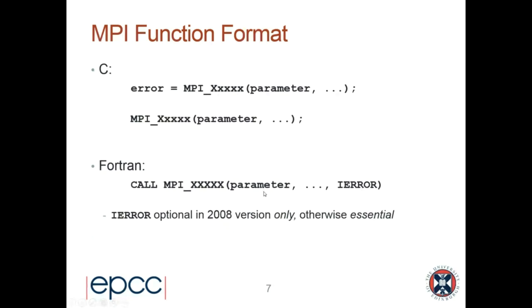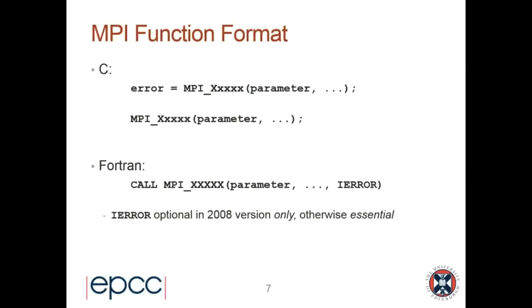So MPI is a bunch of library calls, so you have function calls, and they all have the same format. In C, every MPI call begins MPI underscore, a capital letter, then lowercase letters and some parameters, and it returns an error code. Now, C being C, you can just ignore that error code if you want. You really should never ignore error codes, but the way MPI works is that by default, whenever it detects an error, it crashes. So that is the default behavior. You can change that, but by default, MPI will just crash.